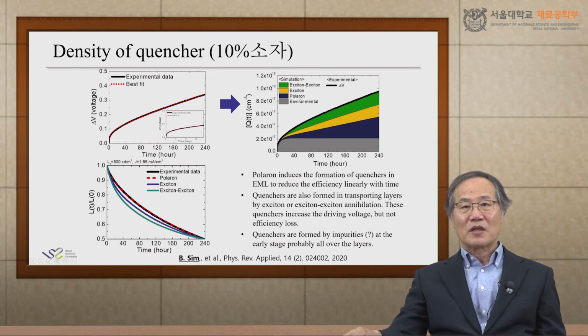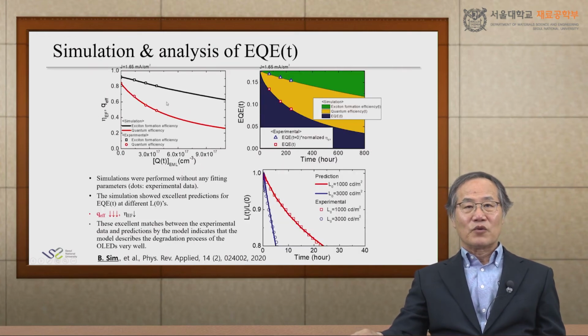And also we can quantitatively get the portions of the degradation quenchers formed by different mechanisms: exciton itself, polaron, or environmental cases. Also, we could get the EQE variations, and our model describes them excellently. These are the experimental data. These are our model. Also, that can be applied to different initial intensities.